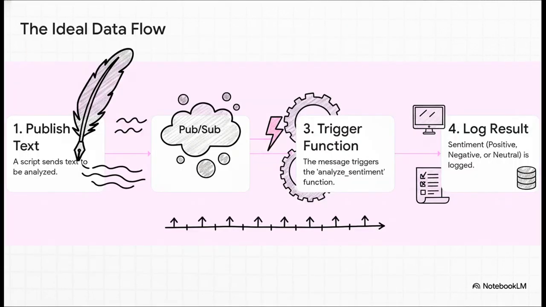And when you put it all together, you get this absolutely perfect automated flow. A script sends some text, Pub/Sub catches it, and the very act of it arriving automatically triggers the cloud function. The function does its analysis, logs the result, and that's it. No servers to manage, no one has to click a button. It's just a beautiful event-driven design.